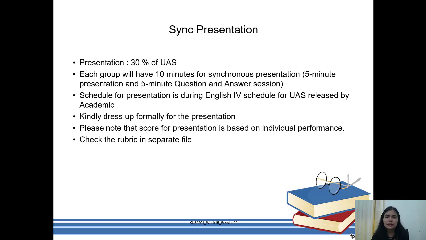And then in the presentation, you will have a 10-minute presentation: 5 minutes for the presentation itself, and 5 minutes for the question and answer session. Each person in your group must answer the question, because I'm going to take scores individually. And make sure that you dress formally for the presentation. It's also good to check the rubric that I have provided in a separate file.